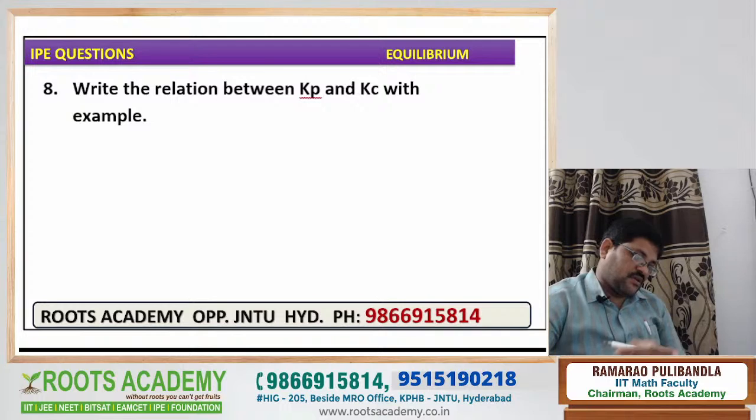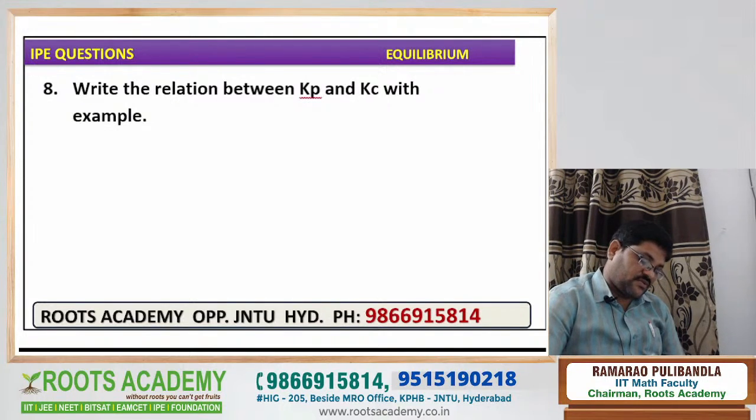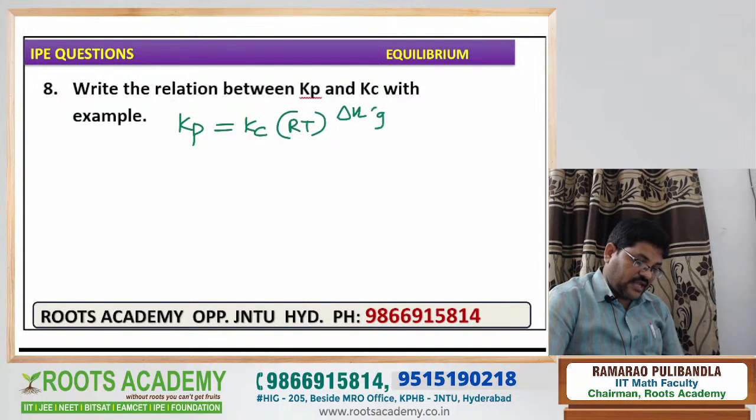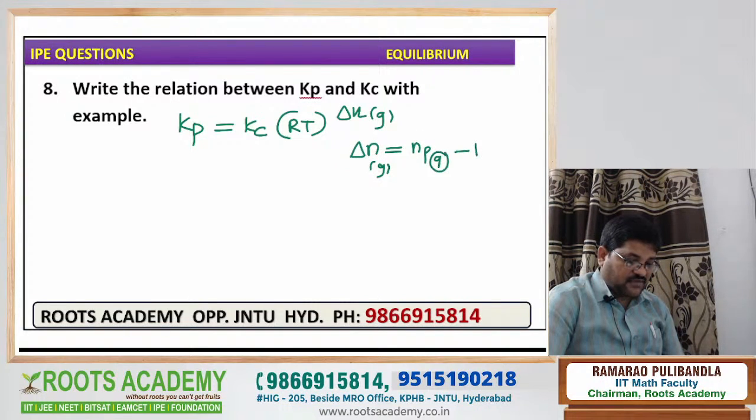And see next one. Write the relation between Kp and Kc with example. First you write the formula. Kp is equal to Kc into RT whole power delta n in the gas state. What is delta n in the gas state? It is np in the gas state minus nr in the gas state.